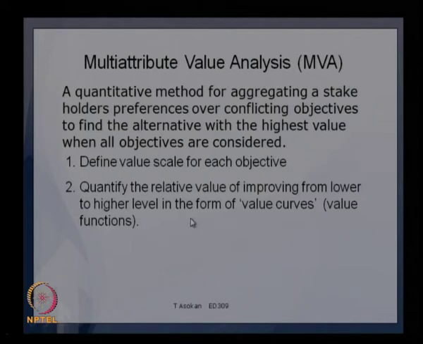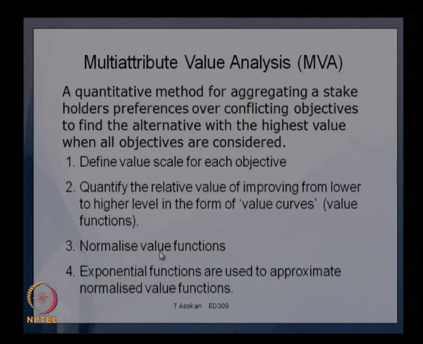So, now we have a minimum value and a maximum value, and what kind of a variation we are expecting from this minimum to maximum, whether it is a linear variation or an exponential variation, or an increasing or a decreasing variation. So, what kind of a variation we are expecting, that is to be given in terms of value functions, and then we need to normalize this value function because the values are in different scales. So, we need to have a normalized value function, and once we have the normalized value function, we can have a relationship which will optimize the total value function, and that value function can be used for optimizing the objectives. So, normally exponential functions are used to approximate normalized value functions.